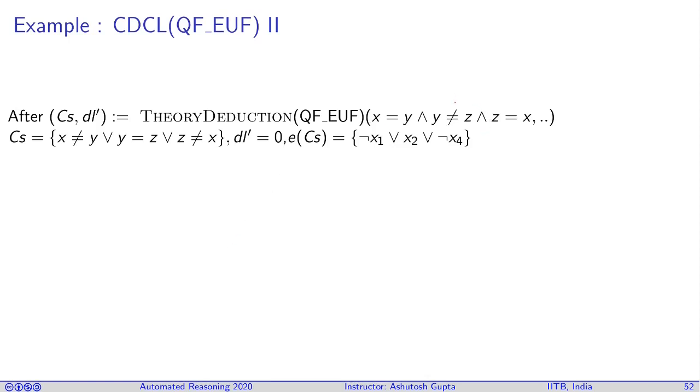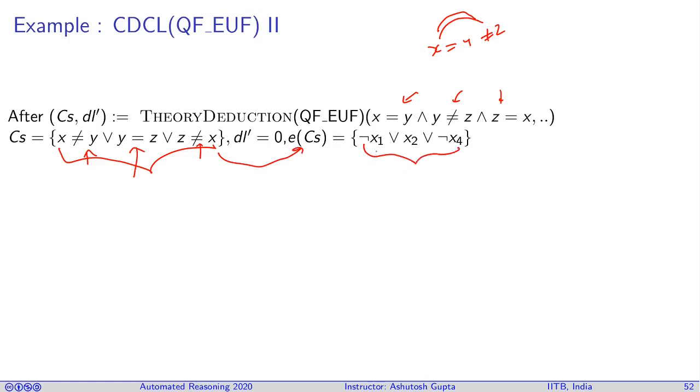You can see, okay, I have assigned these literals to be true, and ask the theory, is it satisfiable or not? If you do that, you can see that x equals y, y is not equal to z, and then I am saying z equals x, which cannot be possible. We will get a contradiction. It will return a clause that says that one of these things must be false. And you apply Boolean encoding on this clause, and then you obtain a clause in terms of Boolean variables: not x1 or x2 or not x4.